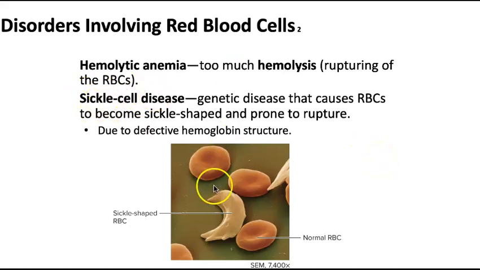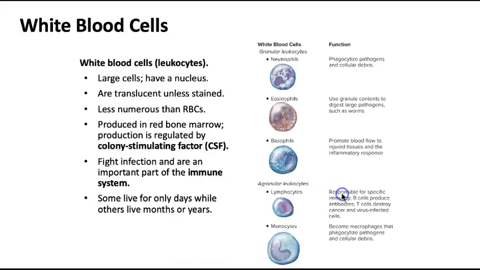And then sickle cell anemia, which you may have heard of, is a genetic disease that's going to cause the red blood cells to become sickle-shaped or prone to rupture. This is due to a defective hemoglobin structure that changes the shape of the red blood cells.